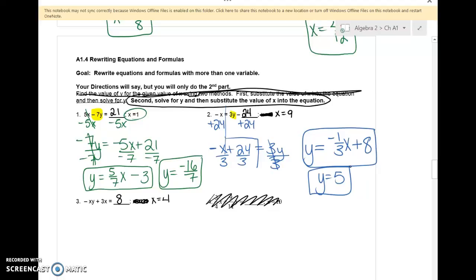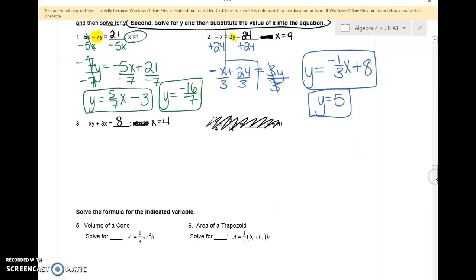Okay. Number 3 is a little bit confusing because there's multiple x's. The important thing to remember is that we are trying to get y by itself. So find the term that has y in it and get that term by itself. So we need to subtract 3x on both sides. So negative xy equals negative 3x plus 8.